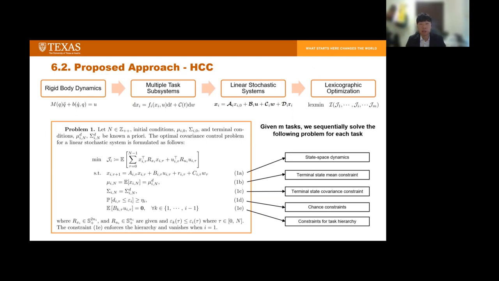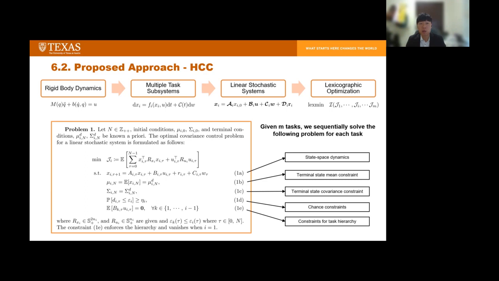The punchline of the proposed approach is quite simple. First, we transform the rigid body dynamics model to multiple stochastic systems considering noise process in the task space. In turn, we linearize and discretize the stochastic system. Then we solve a lexicographical optimization problem for all given tasks. We benchmark a hierarchical QP structure to control multiple hierarchical tasks of the robot in this way.